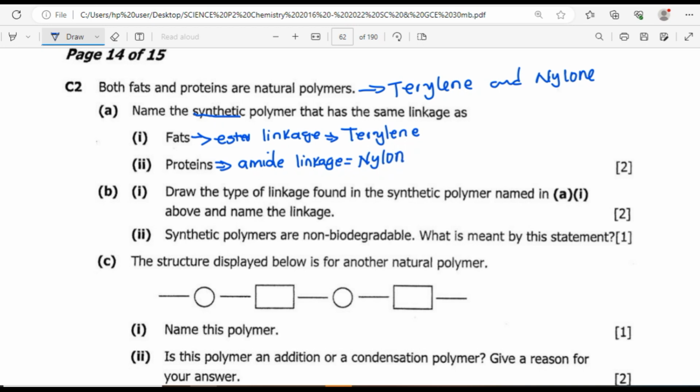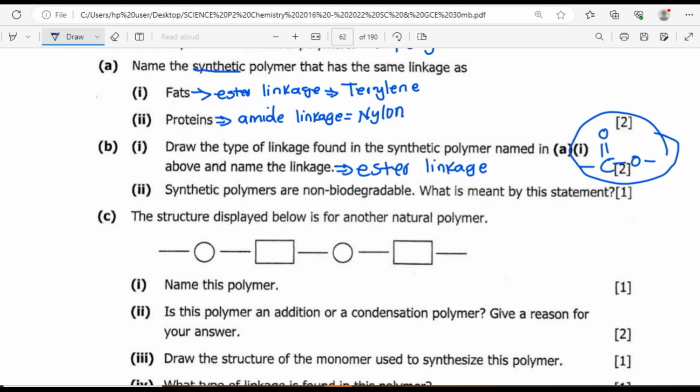The first one, B1, draw the type of linkage found in the synthetic polymer named A1. A1 is the ester linkage above, and name the linkage. So the name, we know it's ester linkage. Then the structure is like this. We have C like this. Remember, this is our ester. Then synthetic polymers are non-biodegradable. What is meant by this statement? So this statement means that they cannot decompose by natural means.